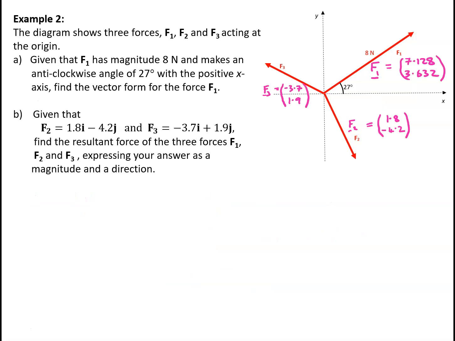So we're now given that the vector F2 is the vector 1.8i minus 4.2j, and you can see that in the diagram I've now written that in vector format as just the vector (1.8, -4.2), and the vector F3 is the vector (-3.7, 1.9). We've got to find the resultant force of these three forces, expressing our final answer as a magnitude and a direction.